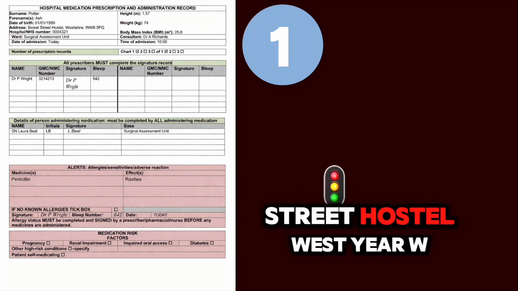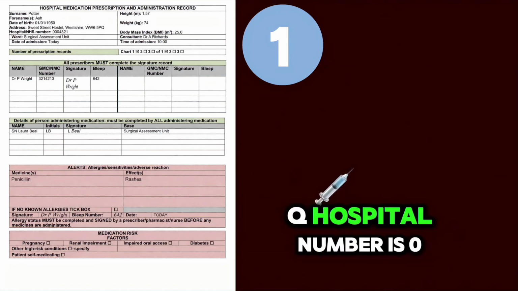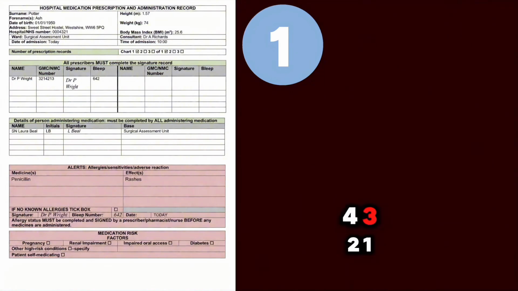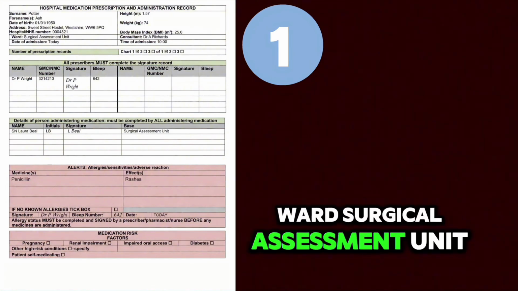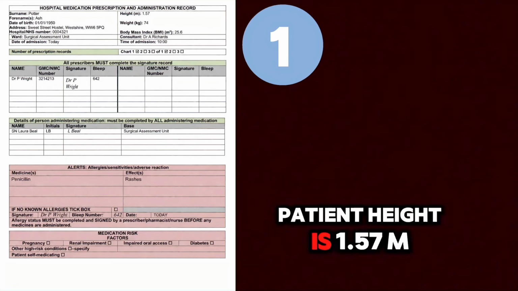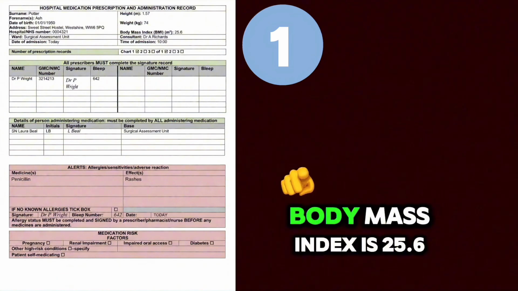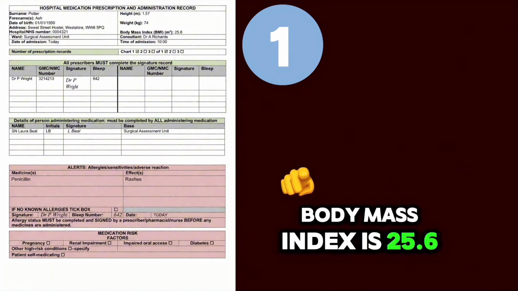Address Sweet Street Hostel, Westshire, WW6 5PQ. Hospital number is 0004321. Ward Surgical Assessment Unit. Date of admission today. Time of admission 10. Patient height is 1.57 meters. Weight is 74 kg. Body mass index is 25.6 kg per meter squared.